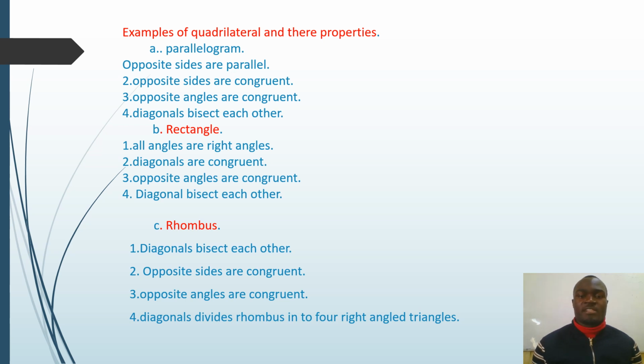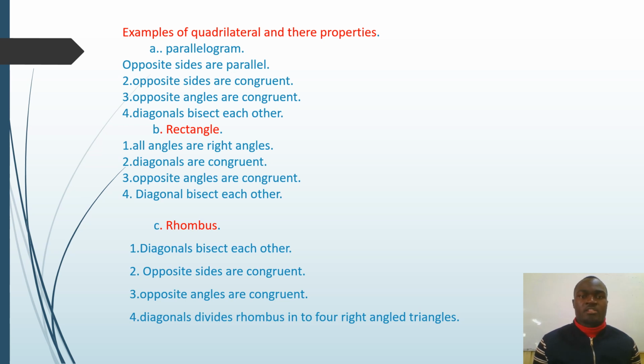Then diagonals bisect each other, and that one is very true because for 2 triangles to be formed in a rectangle, that is from one edge to the other edge, you have to bisect the rectangle. When you bisect from the angles to the opposite angles, it will form 4 triangles. Therefore, it means that the diagonals bisect each other.